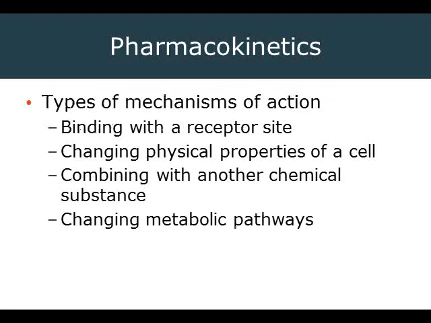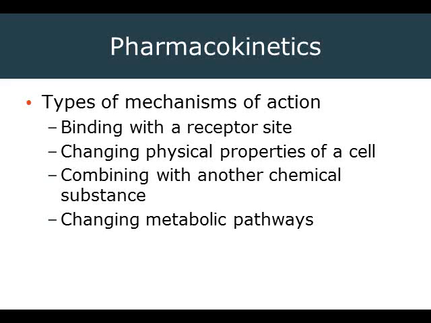So some types of mechanism of action. They may bind with a receptor site. They can change the physical properties of a cell. They can combine with another chemical substance. They can change metabolic pathways. So by doing some of these different things, they may change the balance within the body. They may change something that maybe was isotonic to hypertonic or hypotonic. That's going to change the way the water reacts around it.